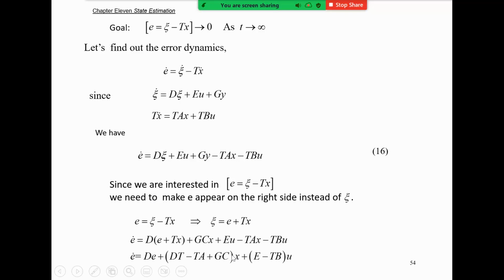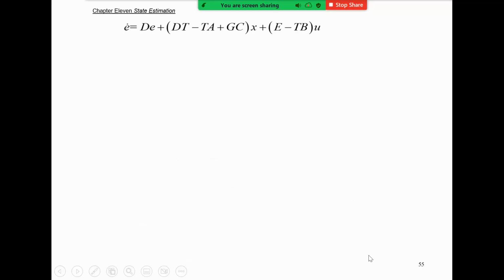And we regroup all the signals. One part corresponds to e, D times e. There are signals related to X, which we group together: D times T minus T times A plus G times C. Those are the gains for X. And then there are signals related to the input U: E minus T times B. So that will be the equation we're going to focus on.